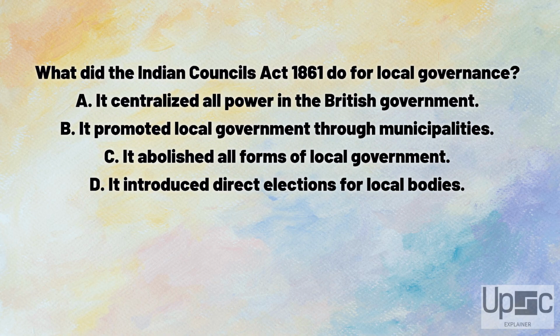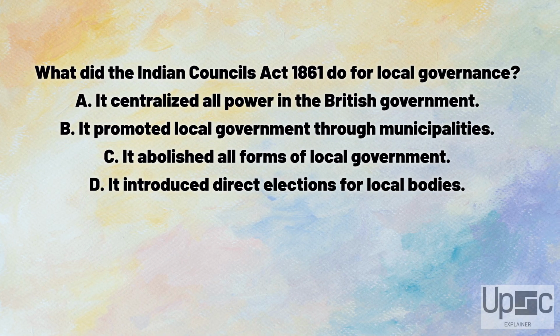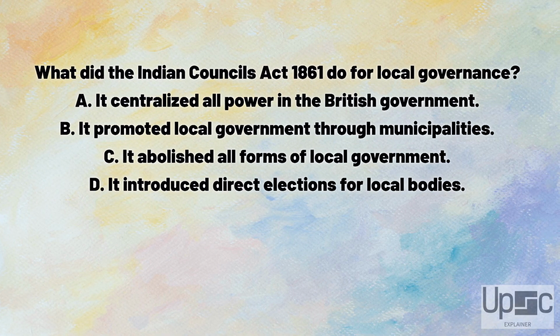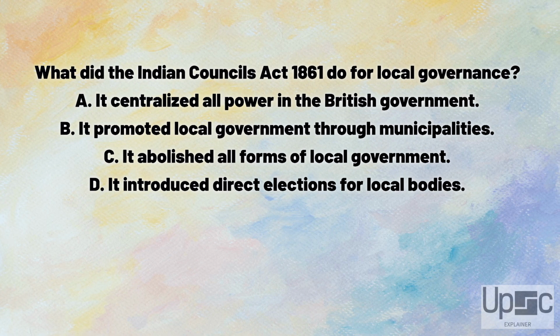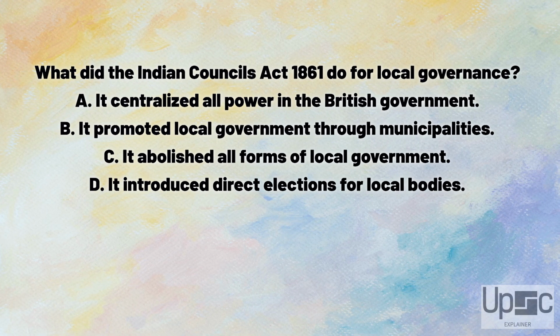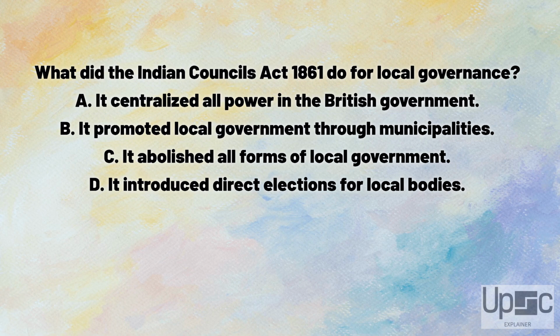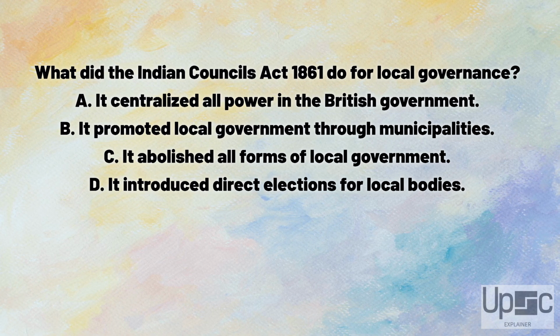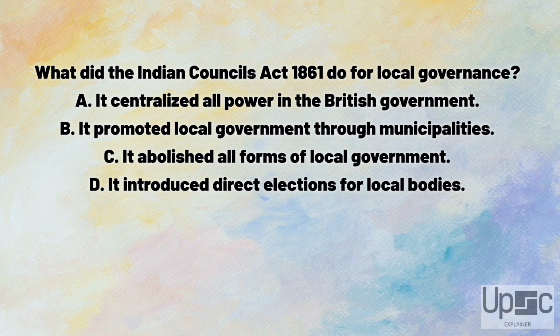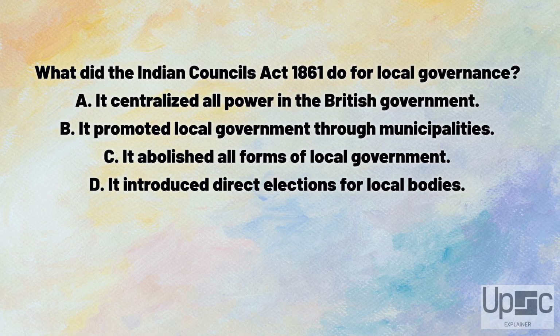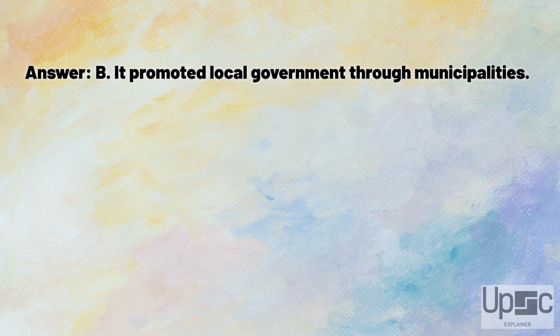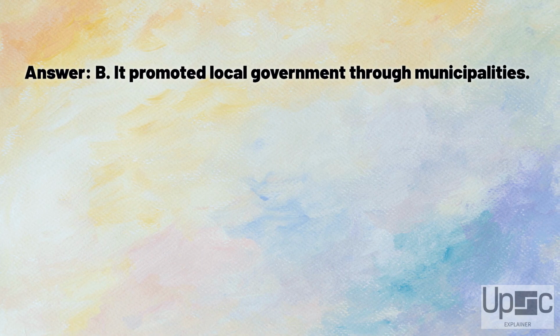What did the Indian Councils Act 1861 do for local governance? A. It centralized all power in the British government. B. It promoted local government through municipalities. C. It abolished all forms of local government. D. It introduced direct elections for local bodies. Answer. B. It promoted local government through municipalities.